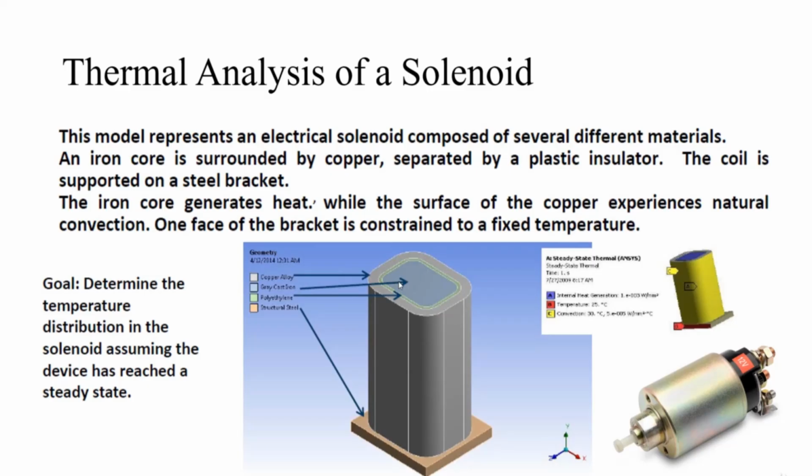We are going to perform thermal analysis of a solenoid. This particular solenoid has a cast iron core with polyethylene insulator, and then it is a copper coil surrounding it, and then there is a fixed base plate which is made out of structural steel. So we are going to have a fixed temperature here, we are going to have a convection condition on these surfaces, and we are going to have an internal heat generation in the core, and we are going to find out what is the temperature distribution inside this particular solenoid, and also we are going to plot the variation of temperature along the width of this particular solenoid using Ansys Workbench.